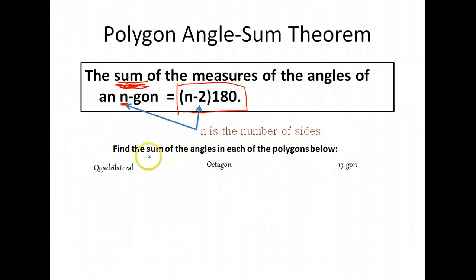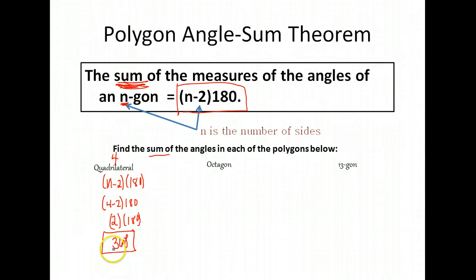Let's find the sum of the angles in each polygon below. So a quadrilateral, the first thing you want to say is, how many sides does that have? A quadrilateral is a four-sided figure. So we use our formula, n minus 2 times 180. N is our number of sides, so we're doing 4 minus 2 times 180. 4 minus 2 is just 2, and 2 times 180 is 360. So there are a total of 360 degrees if you add all the angles in a quadrilateral together.